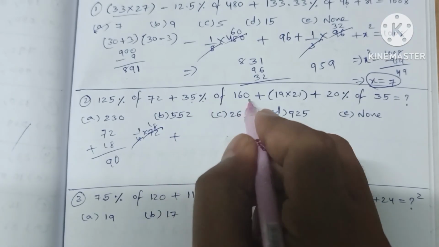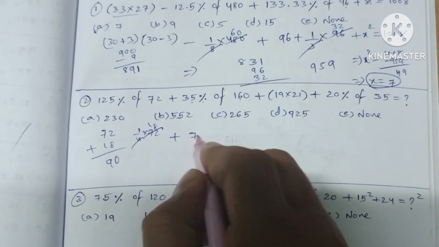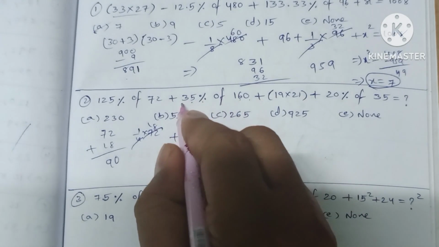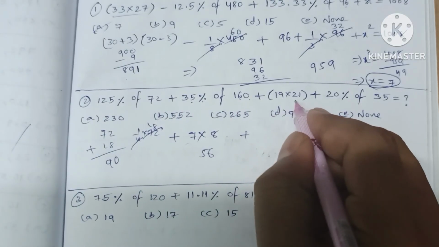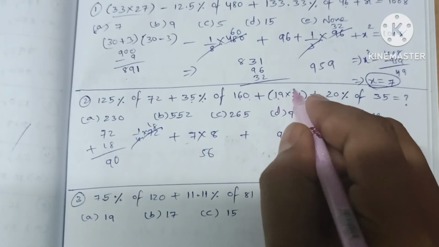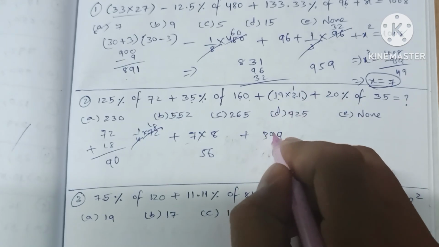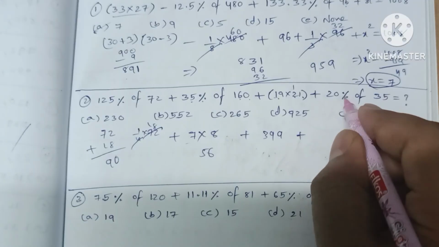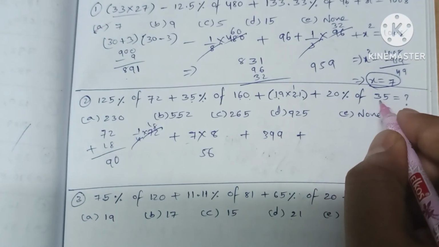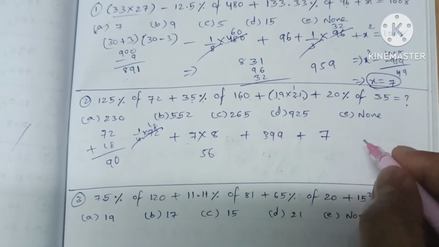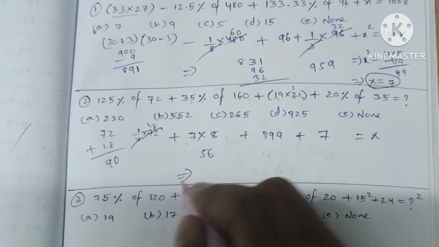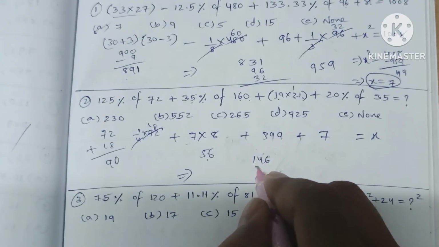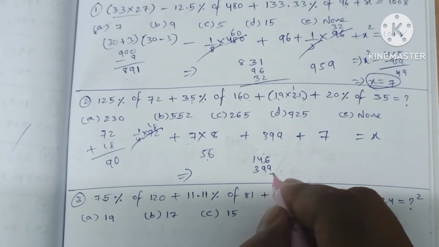5 multiplied by percentage, single zero, and 2 multiplied by 5, 7 times, 2 8 times. So we get 56 from this one, plus this is 19 1 times is 19, 19 2 times is 38, so we get 399, plus 20% of 35, which will be 7. So equals to x. Totally we have 90 plus 56, which will be 146, plus 399 plus 7.